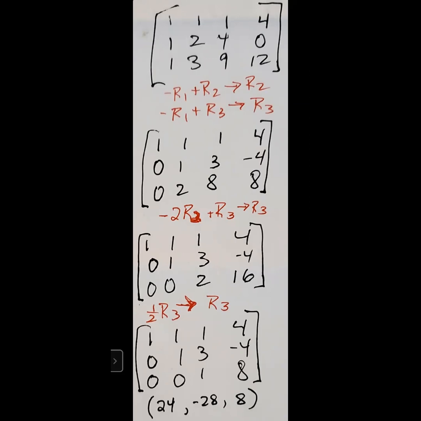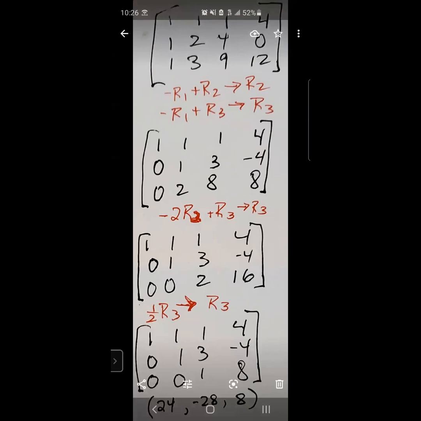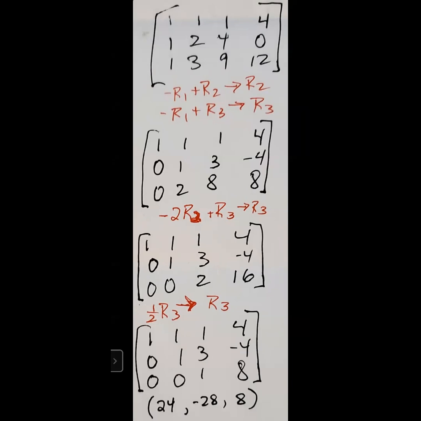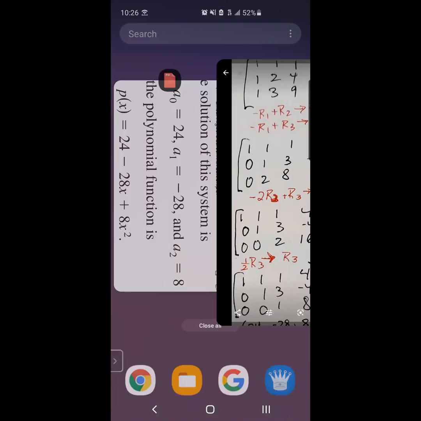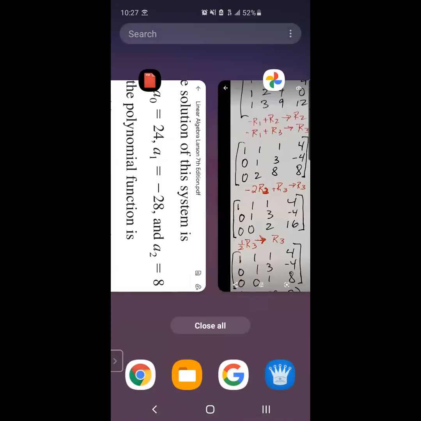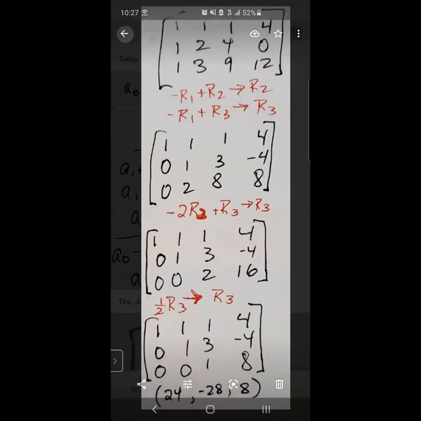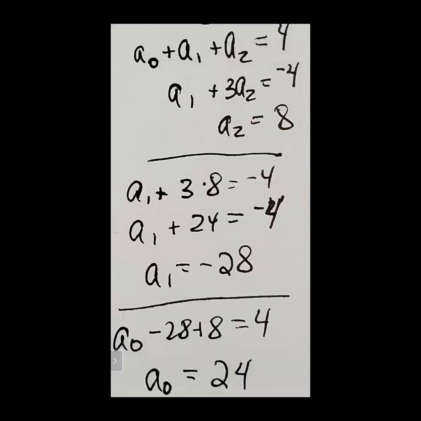Why is that? Well, if you remember what this represents, this last matrix represents a system of equations. Now I'm going to take this bottom matrix and just write what the equations are. That's these guys right here. So that last matrix is the equation a0 plus a1 plus a2 equals 4, a1 plus 3a2 equals negative 4, and a2 equals 8. Well, I have a2 equals 8 from the last equation.